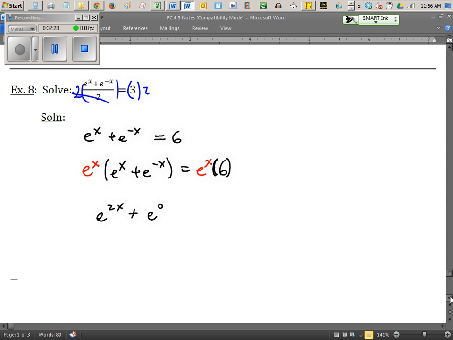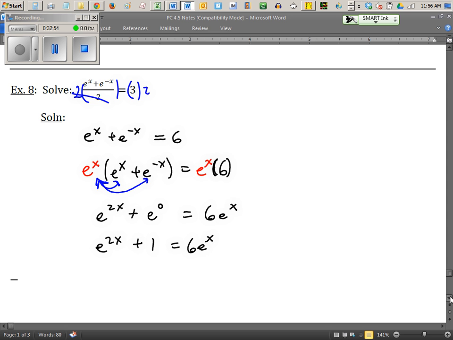It's e to the 0, right? So basically what I did is I multiplied these together and I added x plus x. And then when I multiplied these together, I added x and negative x. So I get e to the 0. The right side is 6e to the x. So the right side got a little more complicated, but the left side actually cleaned up a little, and I got e to the 2x plus 1 equals 6e to the x.